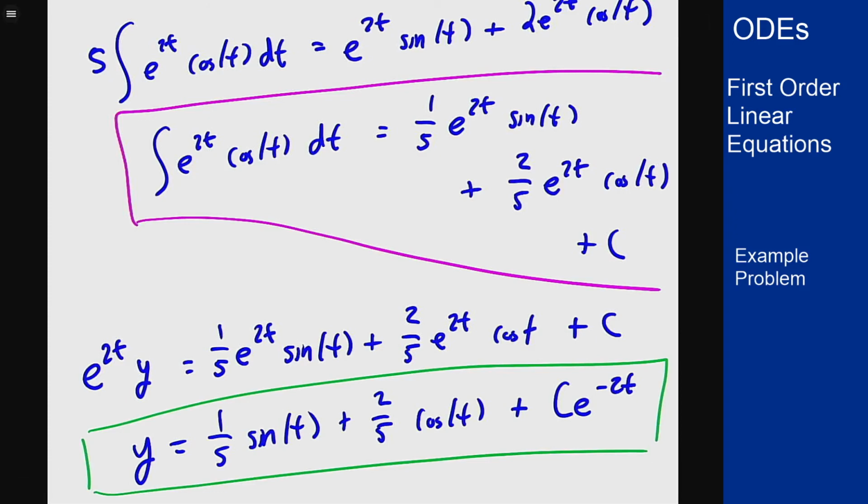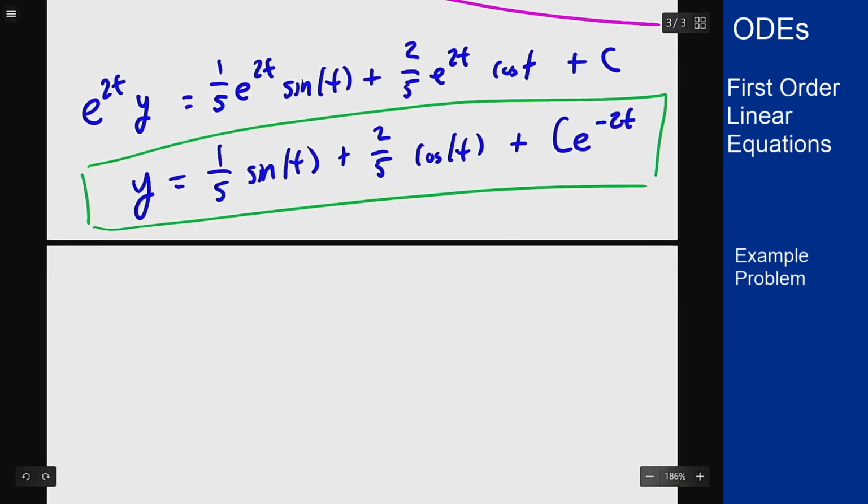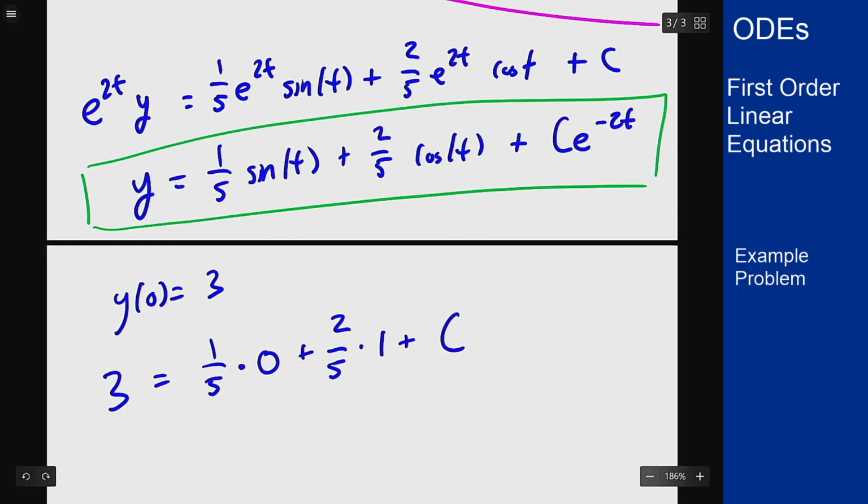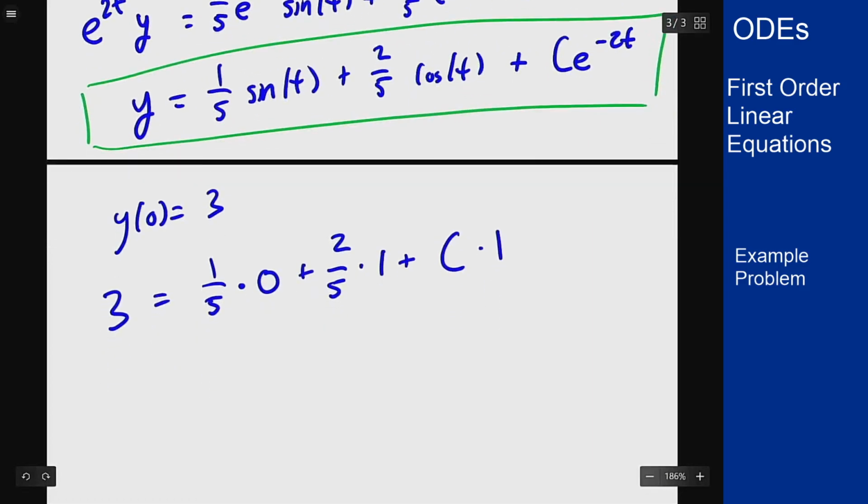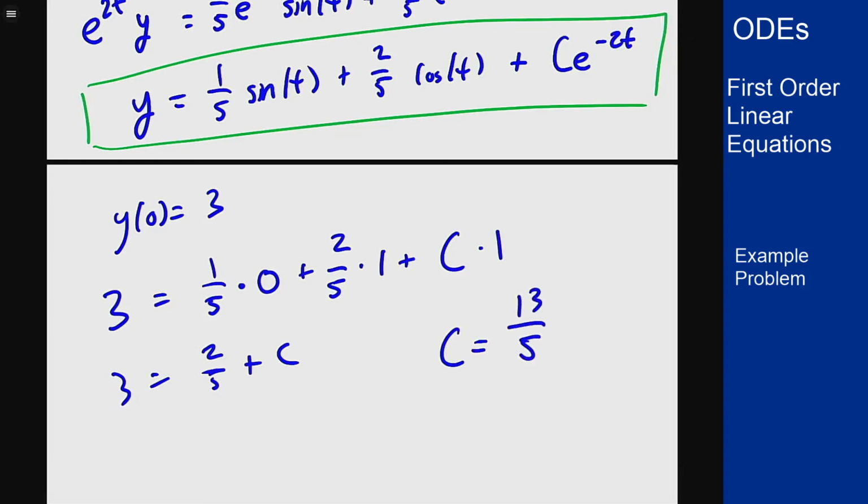That's my general solution. And then the last part we have to do is find the value of c for the initial value problem. We were told we wanted y of 0 to equal 3, so I can just plug in 0 and get that 3 should equal 1/5 times sine of 0, which is 0, plus 2/5 cosine of 0, which is 1, and c e to the minus 2 times 0, which is e to the 0, which is also 1, meaning I need 3 equals 2/5 plus c, or in this case, c equals 13 over 5, because that left side is 15 over 5.